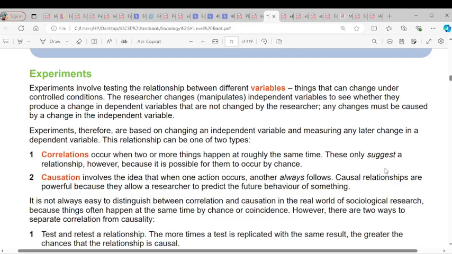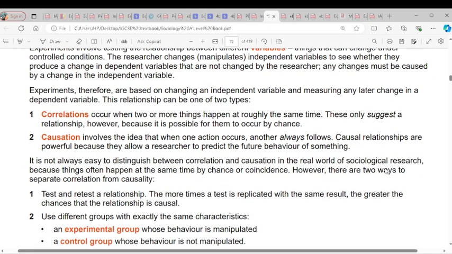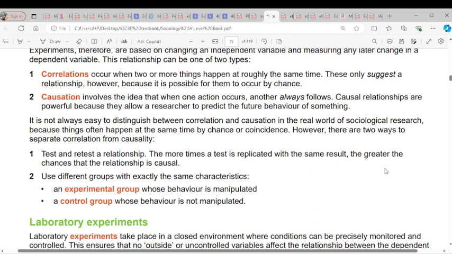However, there are two ways to separate correlation from causation. Test and retest a relationship. The more times a test is replicated with the same result, the greater the chance that the relationship is causal. Correlation and causation are difficult to separate, because correlation is two things happening at the same time and causation means one happens after another. The time in between them is not something we can determine, so they might happen by chance, but we wouldn't know.